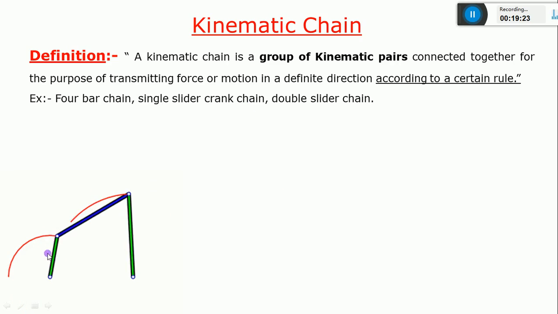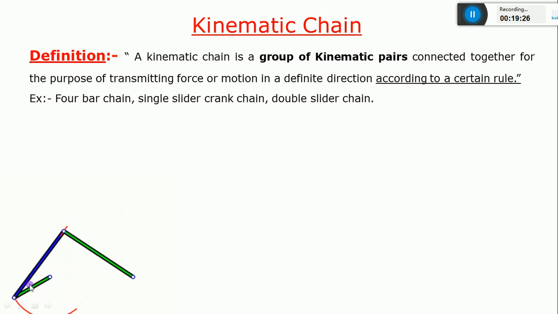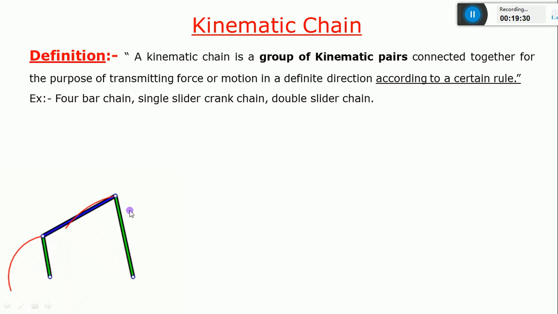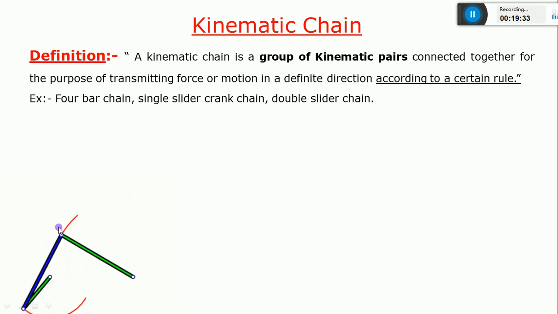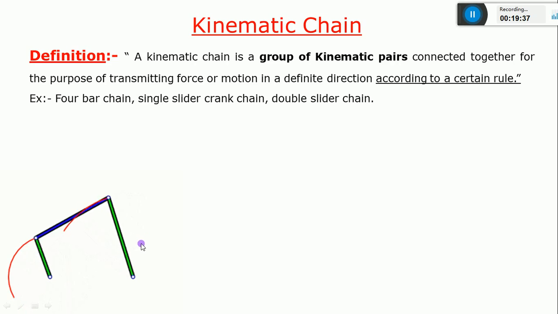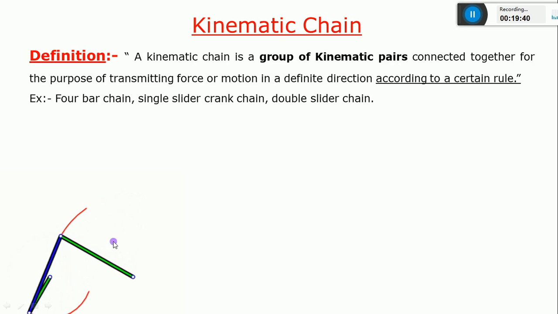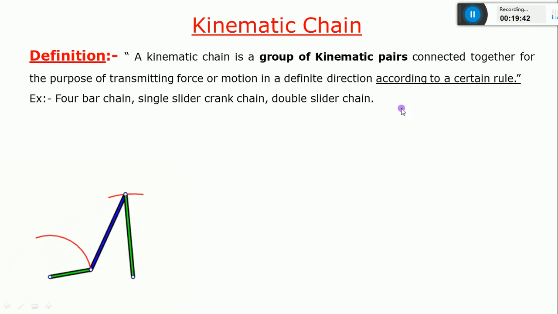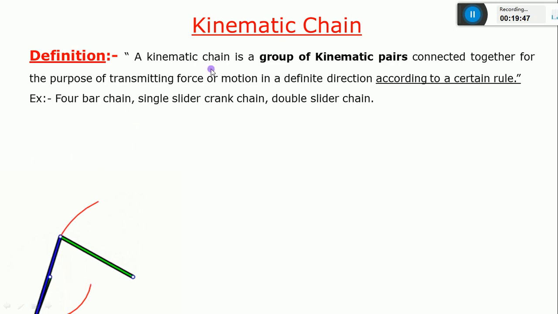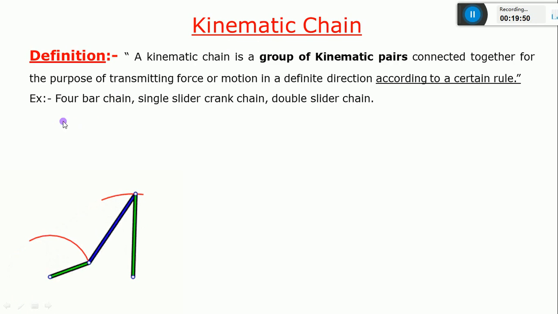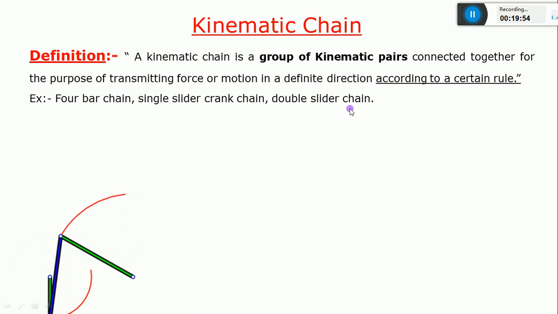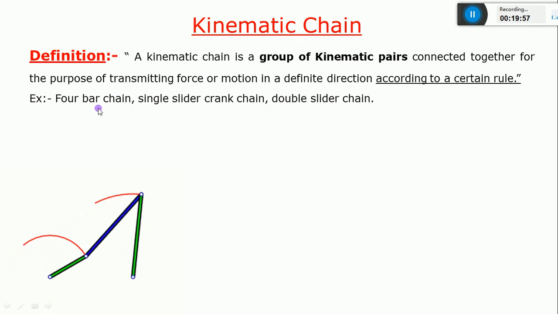Then only I can call that combination of kinematic pairs a kinematic chain. When you consider any point on this crank, always it will follow a circular path. And when you consider any point on this link 3, again always it will follow an oscillatory motion from left to right and right to left. It means the path is fixed, according to a certain rule. So I can call this combination of links a kinematic chain. Examples are 4-bar chain, single slider crank chain, double slider crank chain. The further slides I'll try to explain in detail.